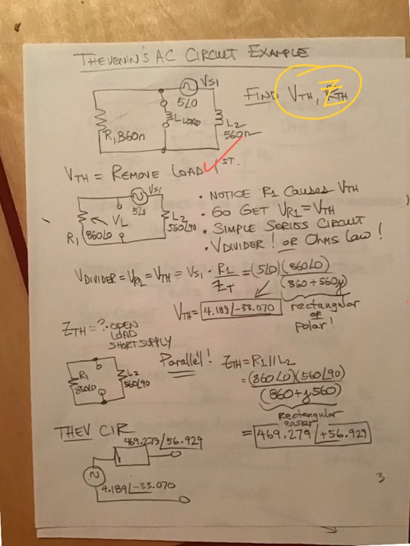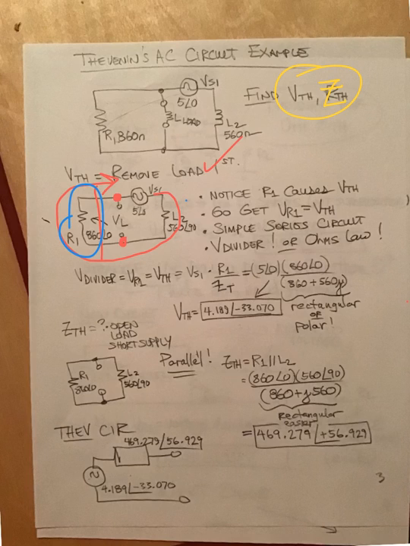And you're going to notice that it's just a series circuit. So our question is, what causes V Thevenin? V Thevenin was from this little red dot to this little red dot, and what I've got directly in parallel with it is R1, which is 860.